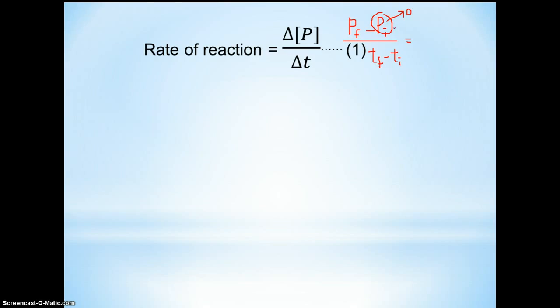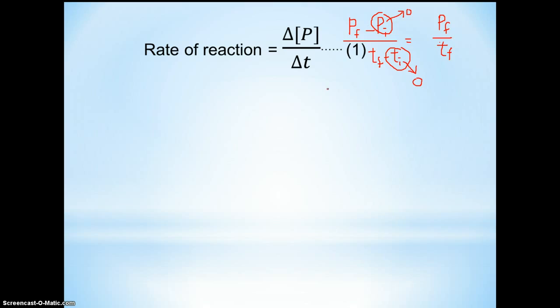So the concentration of the product equals 0. And the time at the very beginning we count as 0, so it's also 0. So in the end, you can see the equation can be modified and becomes the concentration of product over the time taken for the reaction.